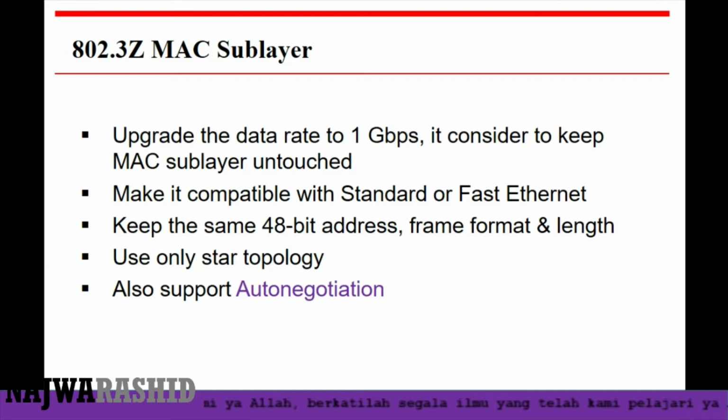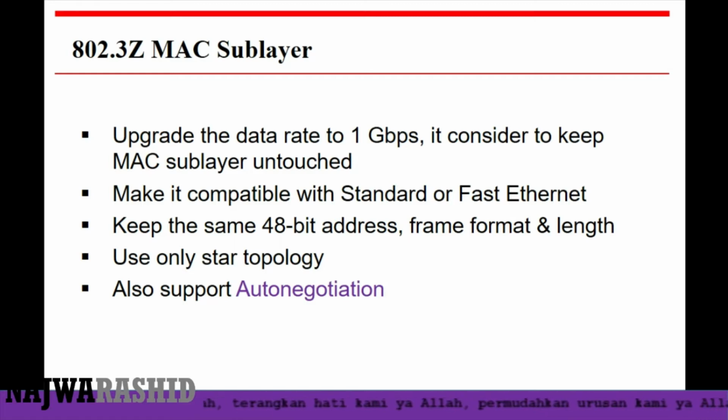Under this Gigabit Ethernet, the MAC sublayer upgrades the data rate to 1 gigabit per second. Now we upgrade the speed or the data rate, so it is designed to keep the MAC sublayer untouched. The format is still similar, so it's compatible with the Standard and the Fast Ethernet. It keeps the same format for the addressing, 48-bit, because it still uses the physical addresses.